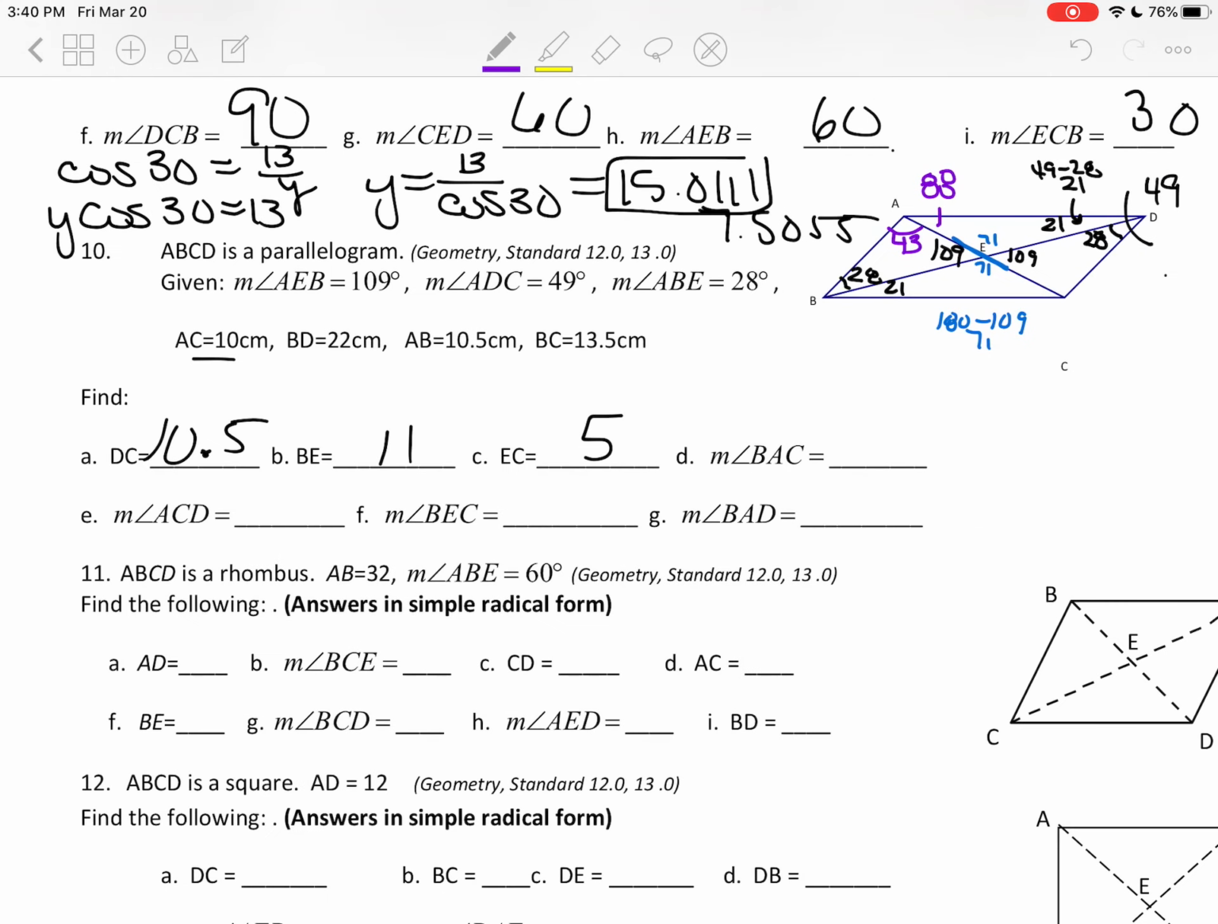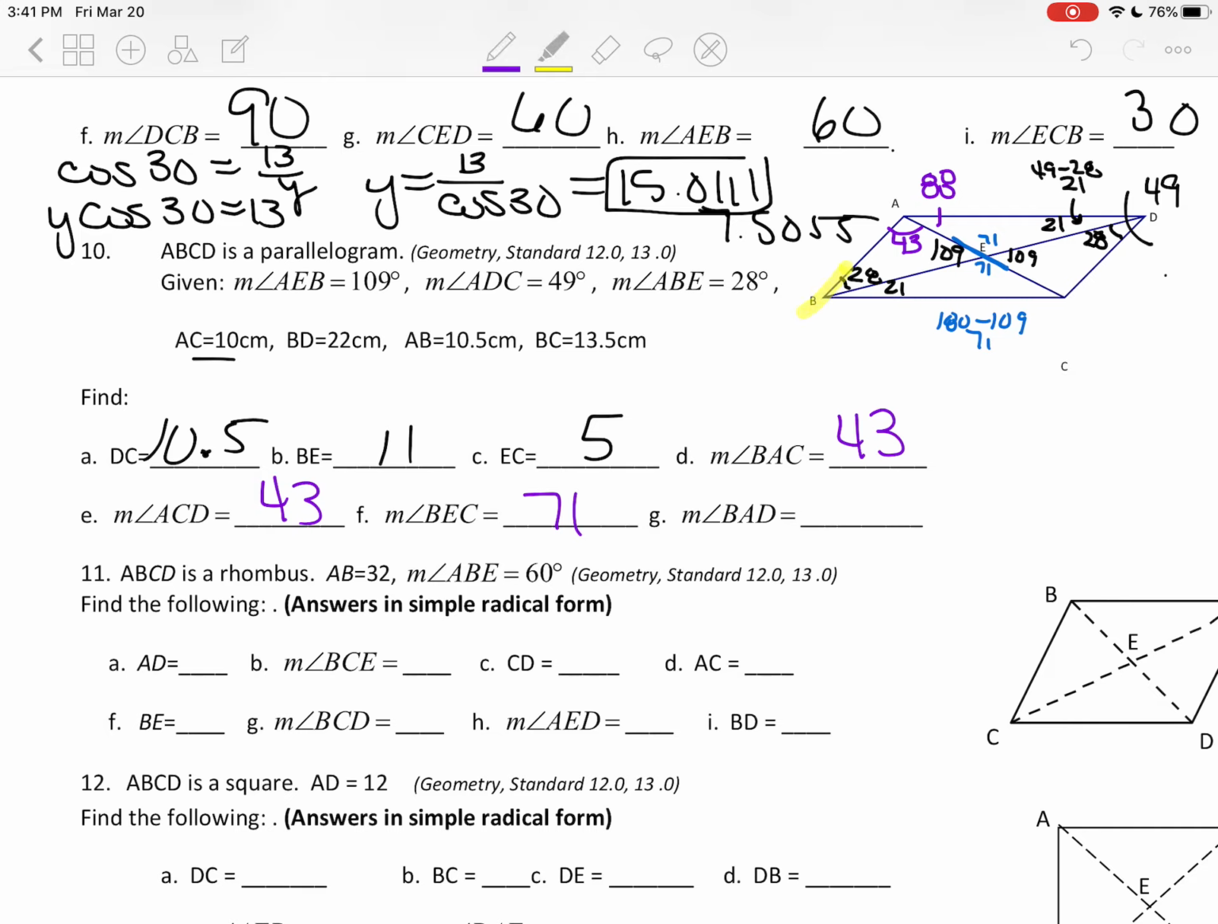All right. So BAC. BAC. That one's 43. ACD. That is this angle right here. So I don't have it marked in there, so I'm going to look at the alternate interior one, and that one is also 43. BEC. BEC is that one, and that is 71.